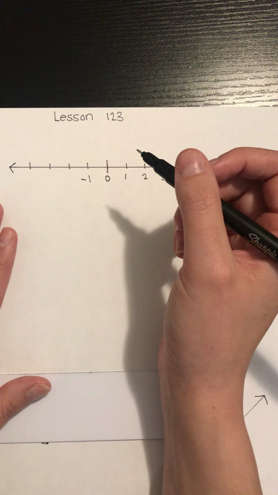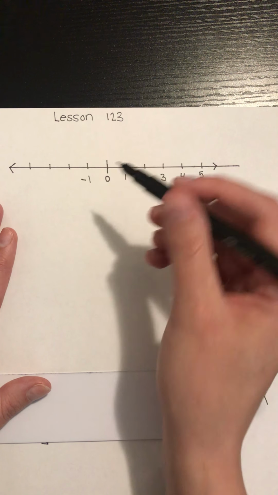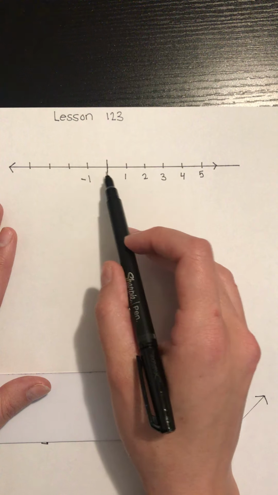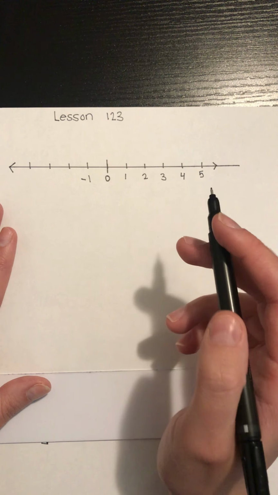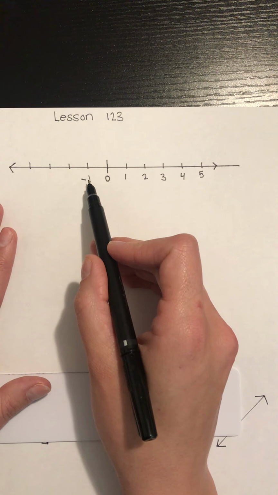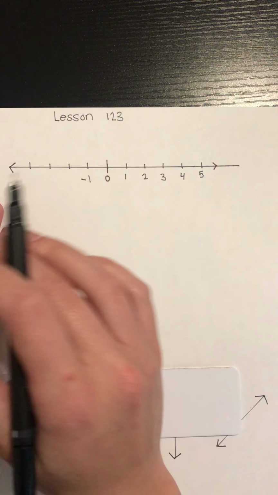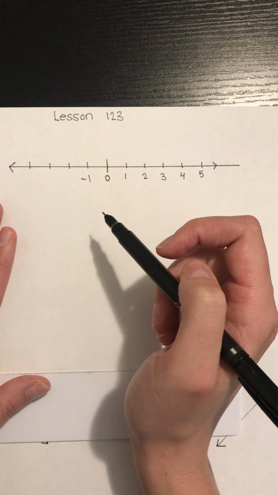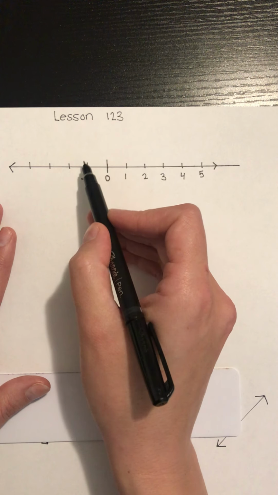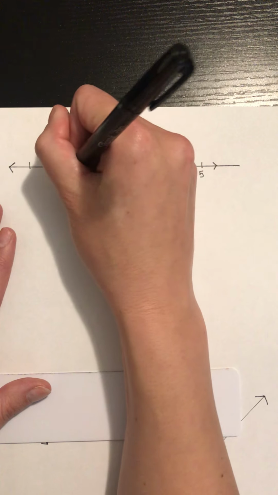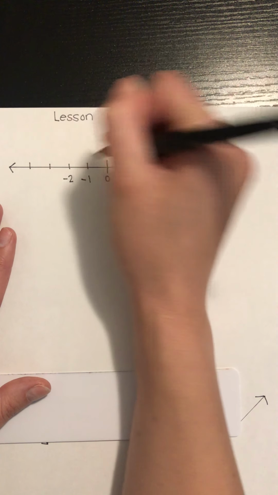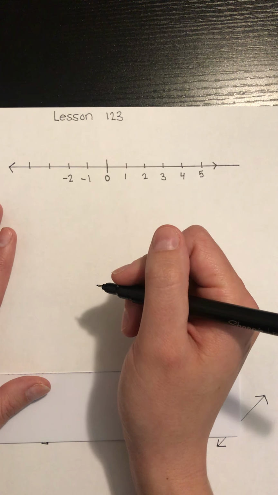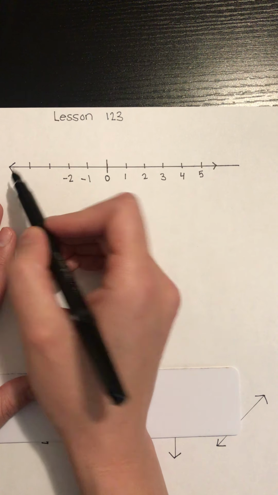So -1 is 1 unit from 0, but in the opposite direction of +1. So it's to the left of the 0. We write -1 like this. And then how many units away from the 0 have we walked when we reach the second mark? 1, 2. So this one's going to be -2. And we're going to continue that until the end of my number line, which is right here.